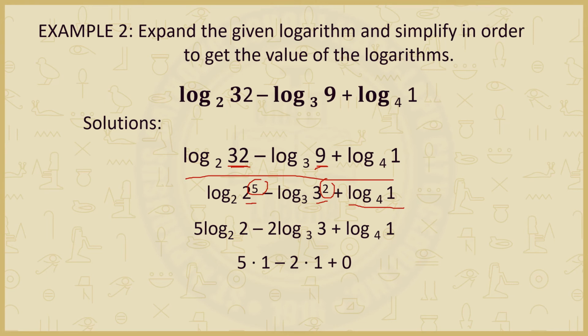2 to the base 2 is equal to 1, minus, copy 2, the logarithm of 3 to the base 3 is equal to 1, and then copy plus the logarithm of 1 to the base 4 is equal to 0. And then simplify them further. 5 times 1, the answer is 5. 2 times 1, the answer is 2. So we have 5 minus 2 is equal to 3 as our final answer.